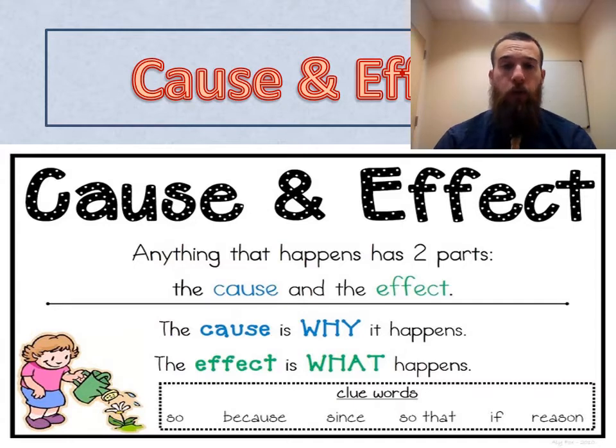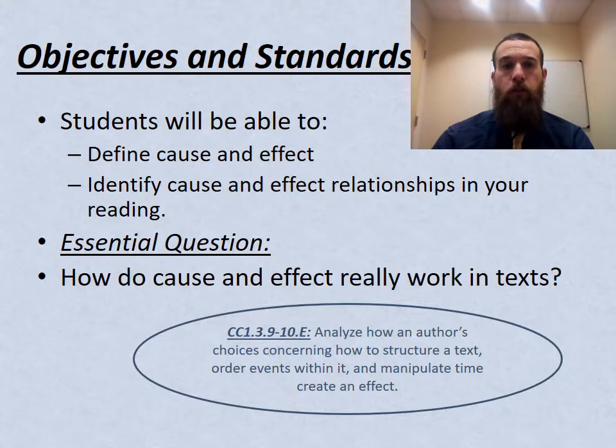Last week we talked about sequence and how there's clue words for sequencing. Same thing with cause and effect. We'll keep an eye out for those clue words. So our objectives for the lesson today: 1, be able to define cause and effect, and 2, to be able to identify cause and effect relationships in your reading.